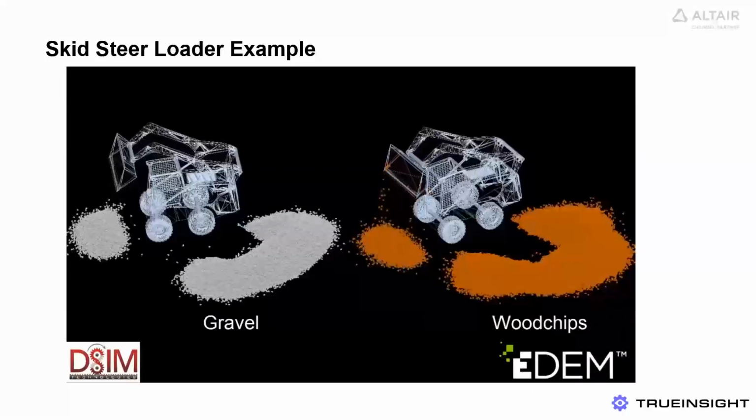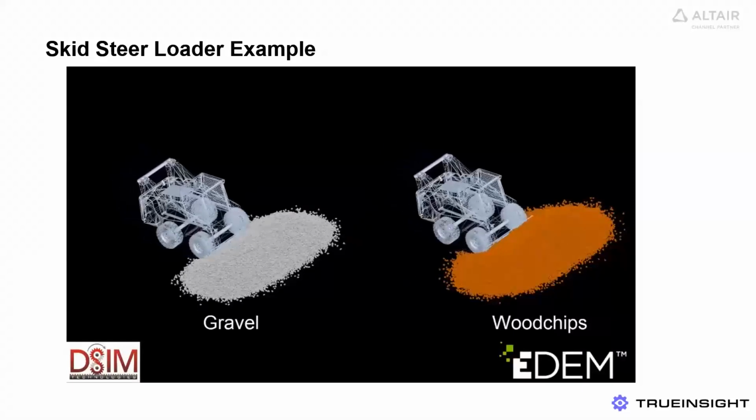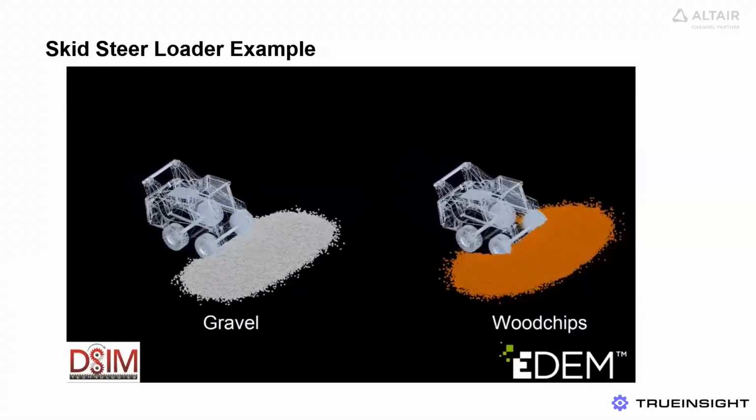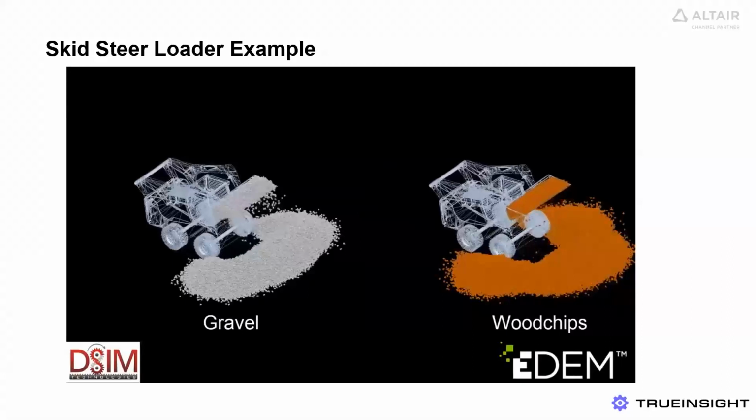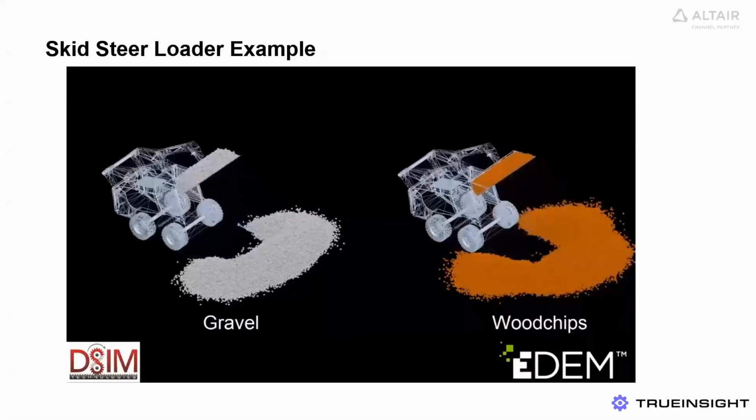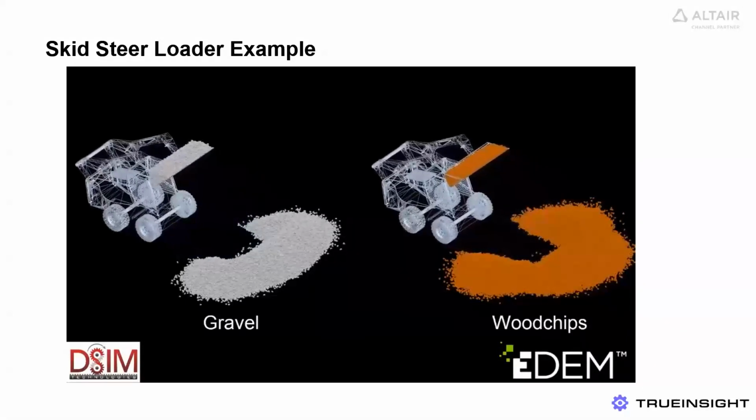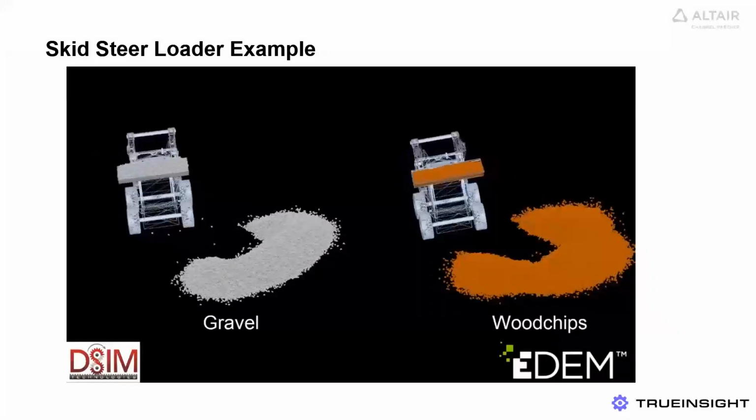The wood chips are lighter than the gravel, and you can really see the impact that this has on the pile behaviors, with particularly complex material responses being shown by the wood chips that can be predicted with accuracy using EDEM.